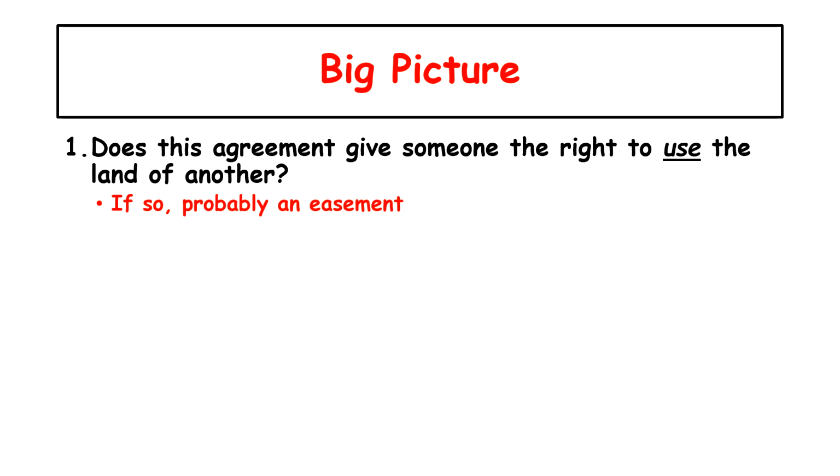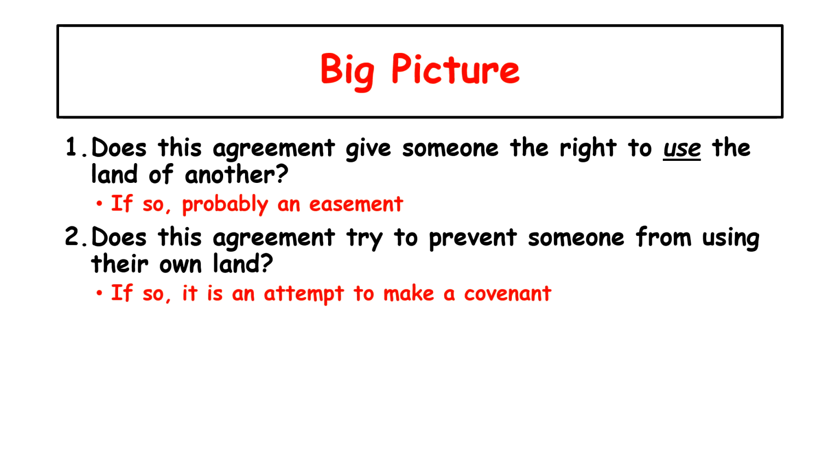Okay, so let's sum up in terms of the big picture. So, question number one, does this agreement that you're looking at, that has been recorded with land, give someone the right to use the land of another? If so, it's probably an easement. Does this agreement try to prevent someone from using their own land in a certain fashion? It could be an easement, it could be a negative easement, but probably it's an attempt to make a real covenant.